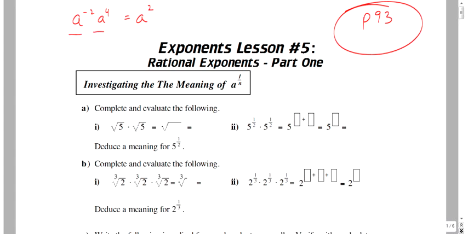Engage your brain, okay? This is the part that kind of, you thought you knew it pretty good. All right, well, this might screw you up a bit, okay? Rational exponents. Well, what have we been doing so far? Is that a rational number again? Is any fraction a rational number?